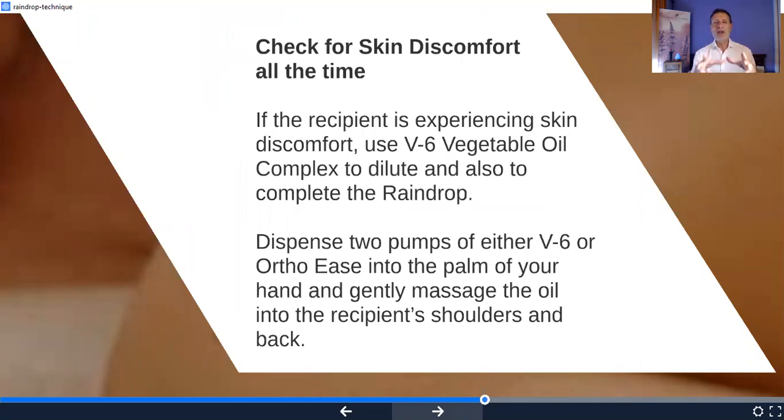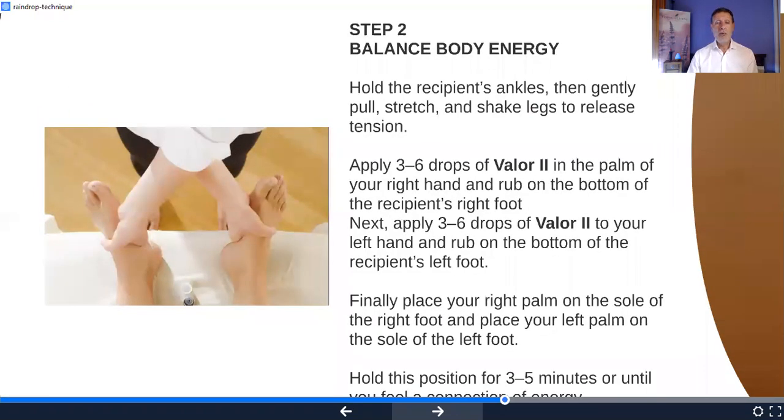We have to check all the time for skin discomfort, because we put the essential oil pure onto the skin. If the patient feels it, then you take V6, put a few drops there, and in a few seconds the discomfort disappears. But you have to take care about that. Very important. So now, a few pictures.